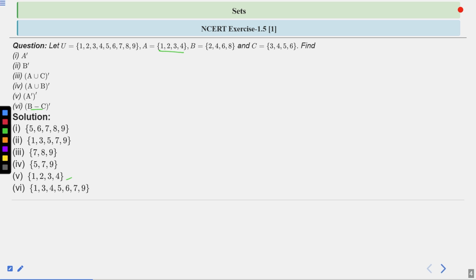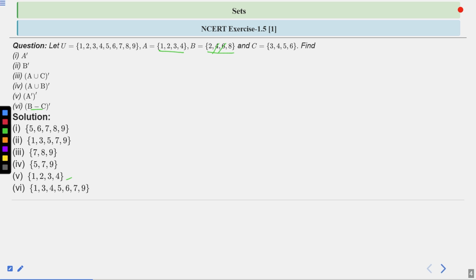So in order to find B minus C, it's very simple. Write down the complete set B and then eliminate the common elements which belong to C. So eliminate 3. 3 doesn't belong here. 4, eliminate 4. 5 not present here. 6, eliminate 6. So B minus C will be your set 2, 8.